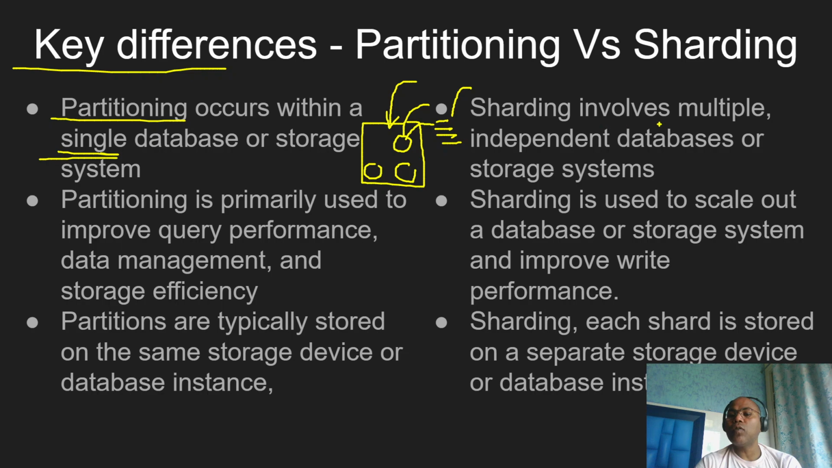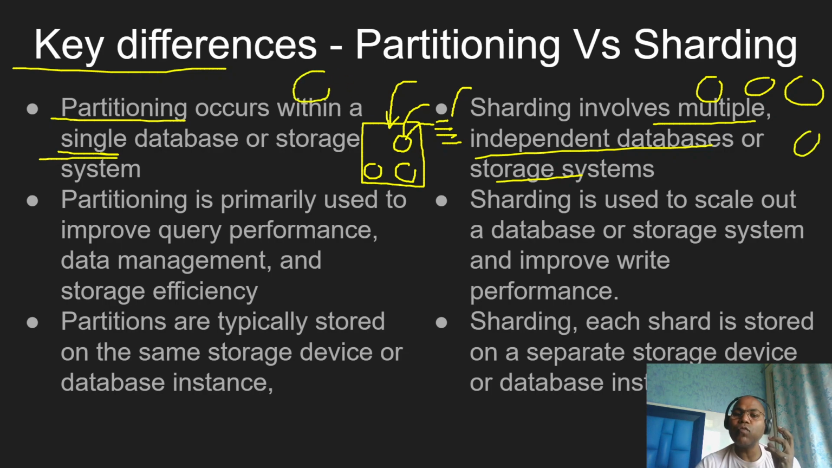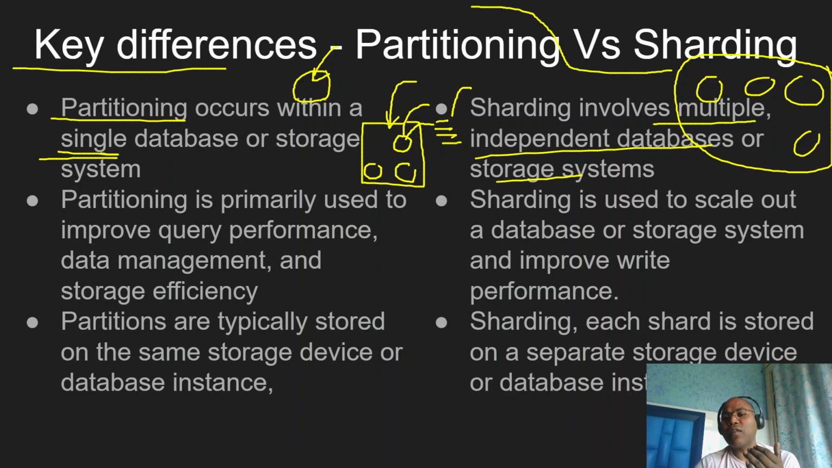Sharding involves multiple independent data storages. Here it is not just one server; these are different machines: node 1, node 2, node 3, node 4, node 5. Partitioning is focused on making only one server more performant. In sharding, we add more and more servers so that high user traffic can be distributed across different nodes, and in this way we can improve the performance.